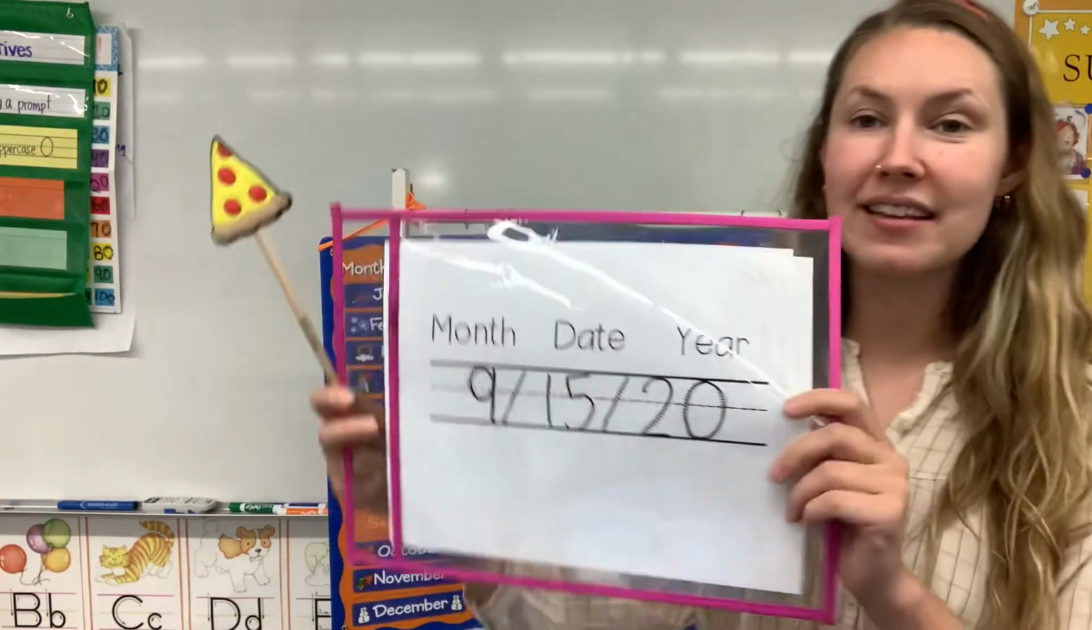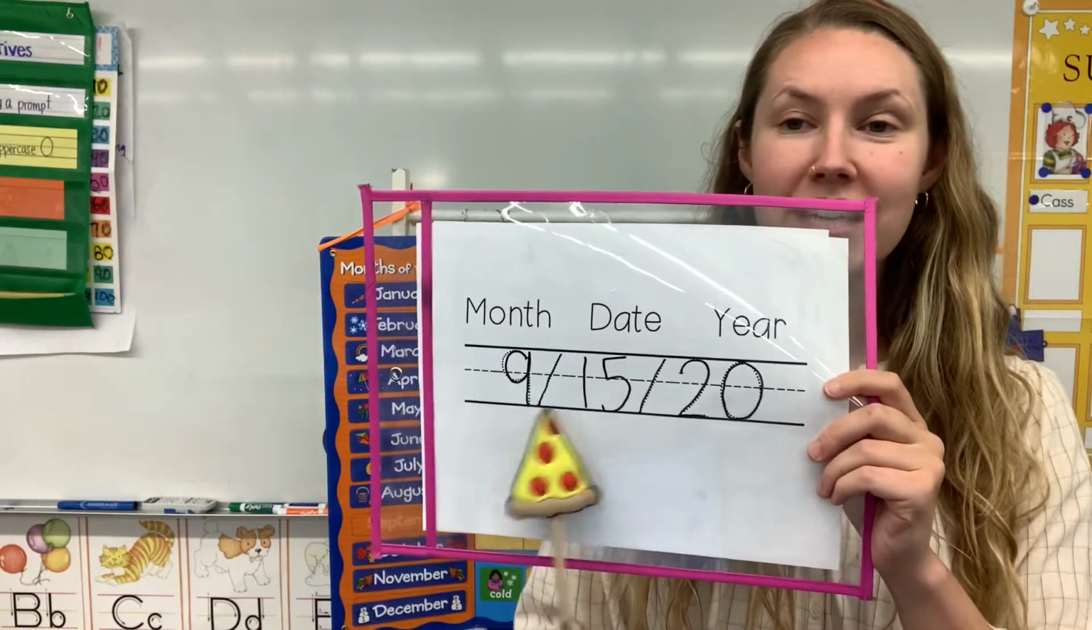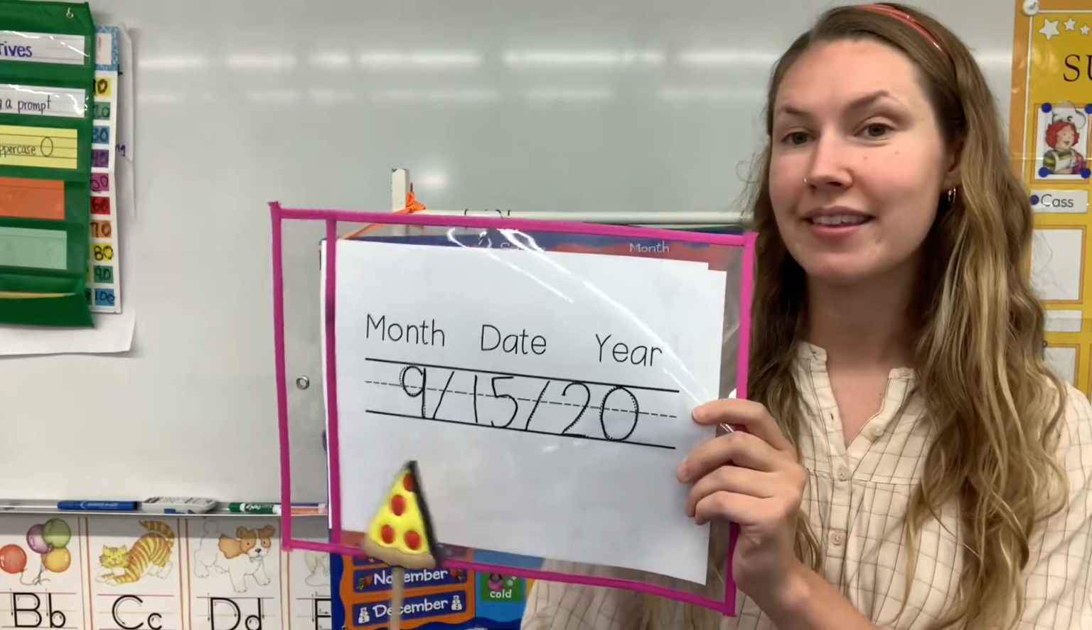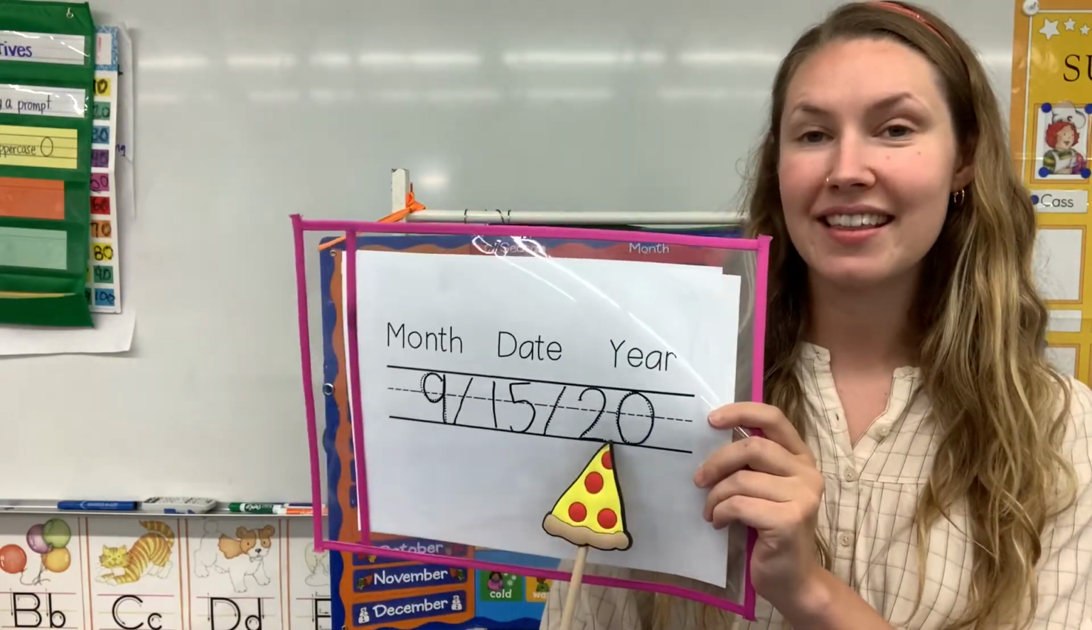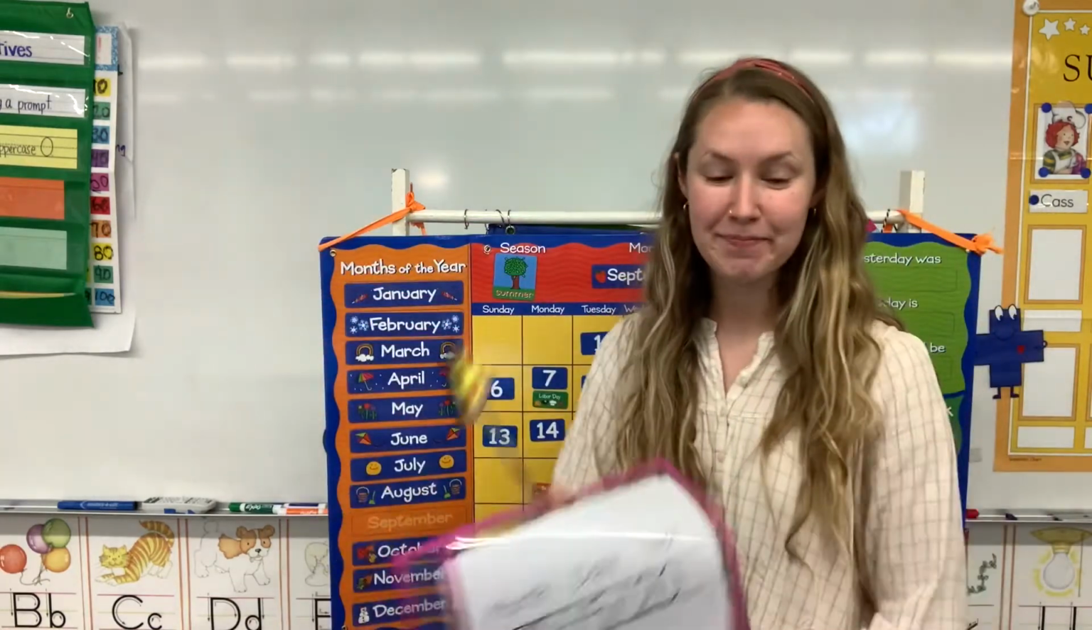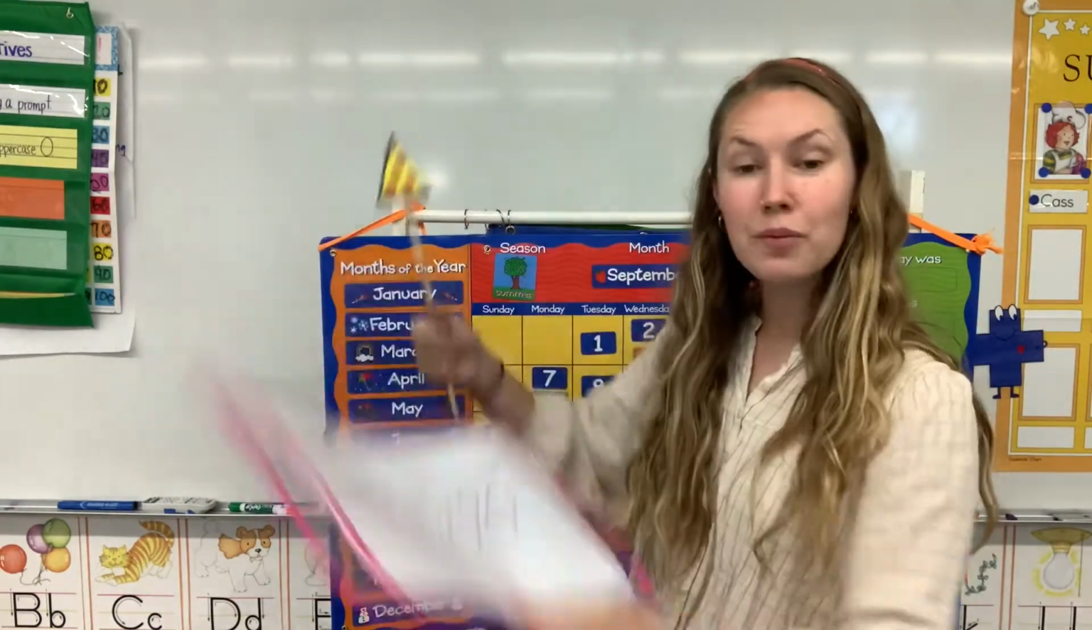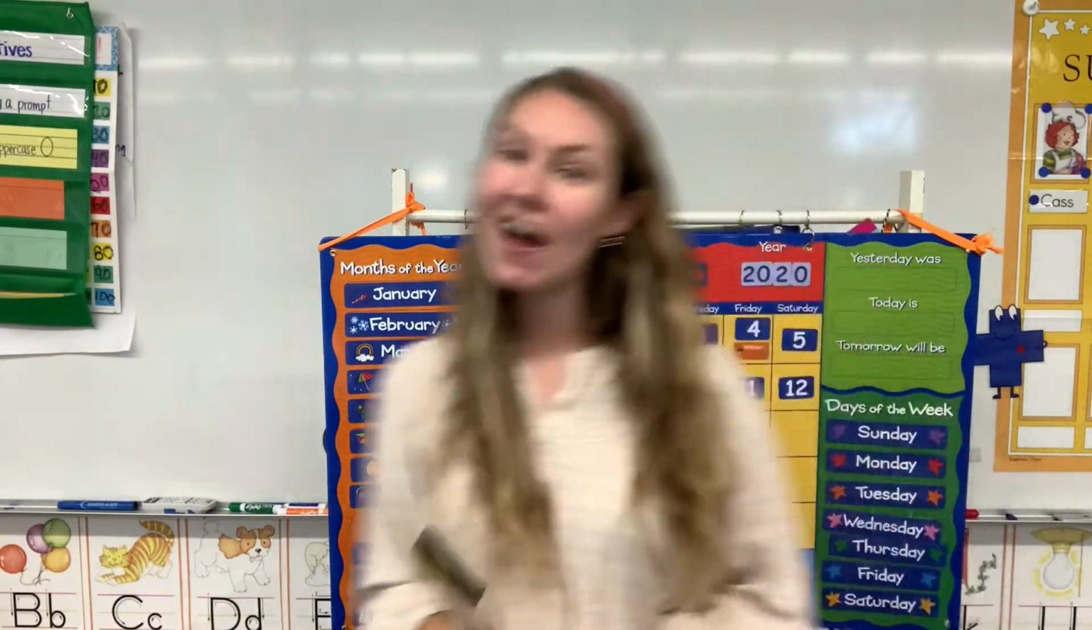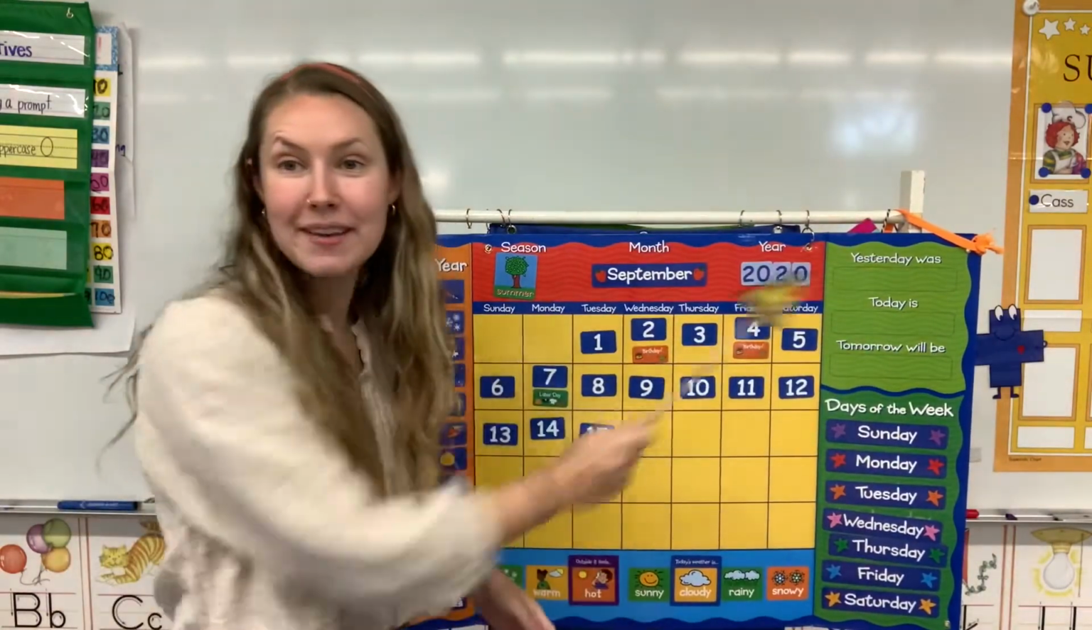And on the back, same thing. I added my 15. So it's the 9th month, the 15th day. The year is 2020. So now I can use this later when I'm going to write my date on my work. So I'm going to set that aside, and now I'm ready to talk about the days of the week.